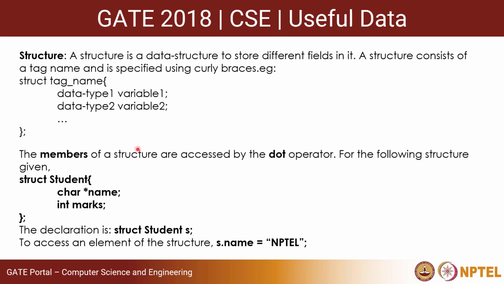Now the members of a structure are accessed by the dot operator. For example, let's take this structure called student. It has two fields, one is a character pointer name and marks. Now to declare the variable of the structure, we use struct student s. S is the variable name, student is a tag name, and struct is a keyword. Now to access an element of the structure, we use the dot operator. And let's say we want to initialize the name to, let's say, NPTEL. We say s.name equal to NPTEL.